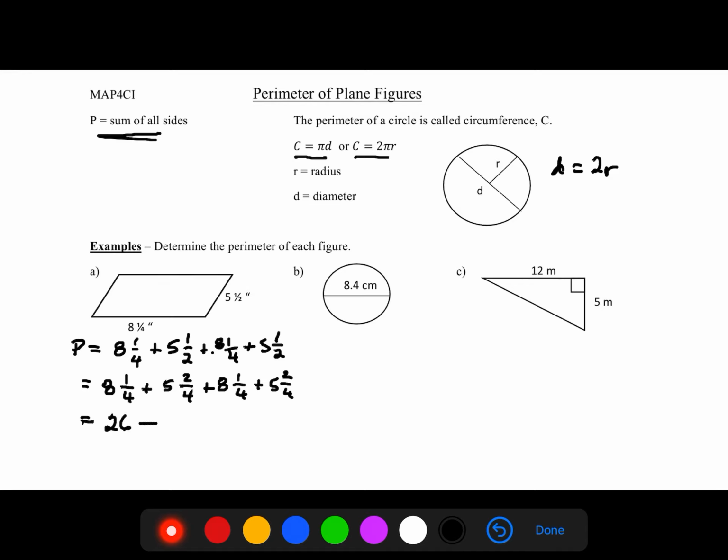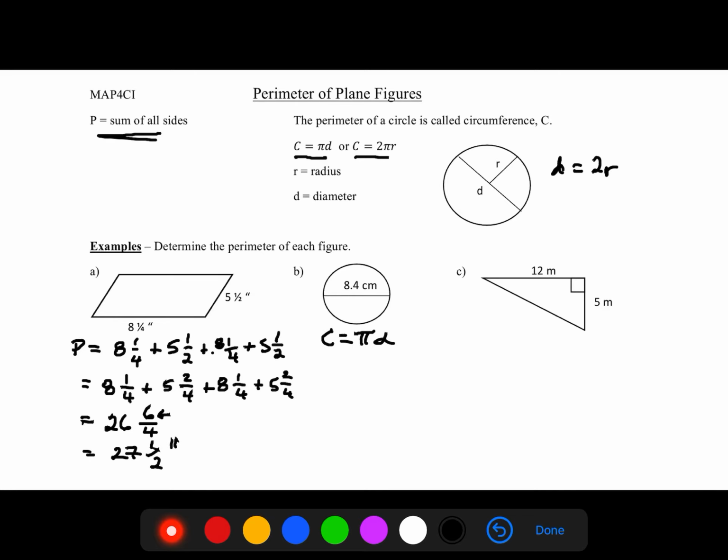So we're going to add our whole numbers. So we're going to have 13, 26. Then we're going to add up. We know they're going to stay quarters, but we're going to add up all our numerators. 1, 3, 4, 6. Now we're going to simplify this. So we see that we can take 4 of these 6 pieces and make them a whole one. So we're going to have 27, and we would have 2/4 left over, which just leaves us with a half. And we have to leave that as a fraction because we're talking about imperial measure. So the distance or perimeter around this object is 27 1/2 inches.